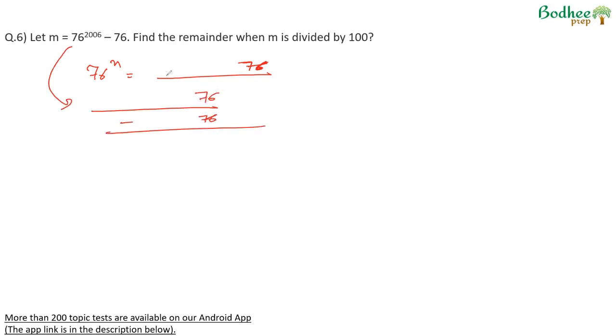From here, we subtract 76. So we'll get a number which ends in 00. This will be M. Anything that ends in 00 is divisible by 100. Hence, the remainder is 0 when M is divided by 100, and that is the answer.